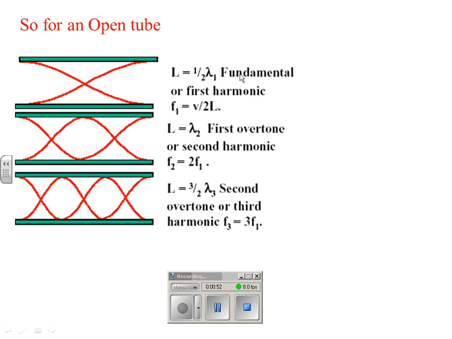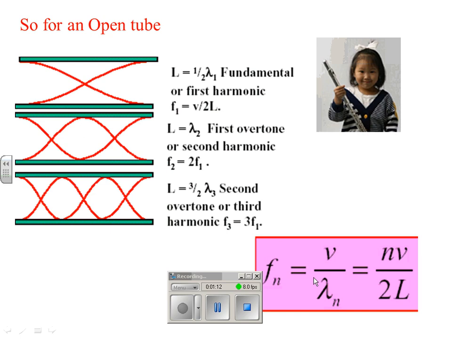Okay, so the fundamental frequency is the first harmonic, the second harmonic is the first overtone, the third harmonic is the second overtone. So the overtones are one less than the harmonic, and this works exactly like it did in a string. Now, the formula is also exactly the same for an open tube as it was when we did the string. So it'll be nV over 2L. This is again for open tubes.